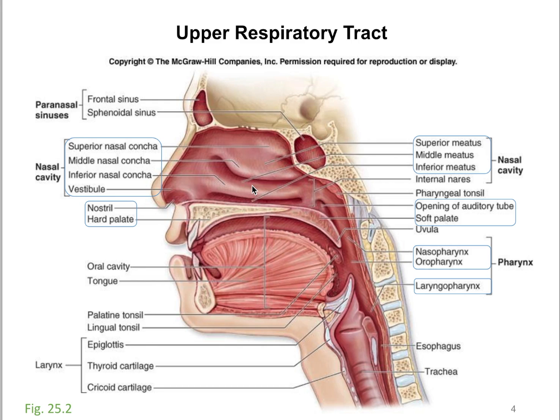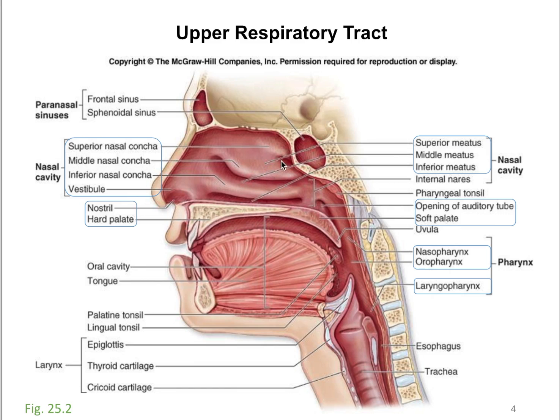And so you remember that the concha are those pieces of the skull that have the pseudostratified columnar epithelium lining them, and they're going to warm and moisten the air. So we've got the superior nasal concha, the middle nasal concha, and the inferior nasal concha.